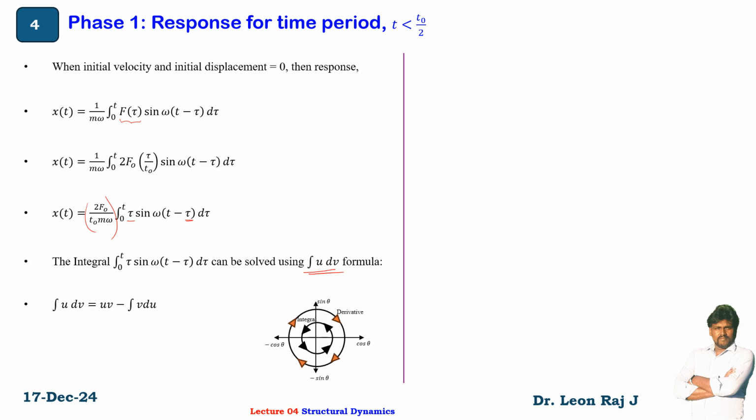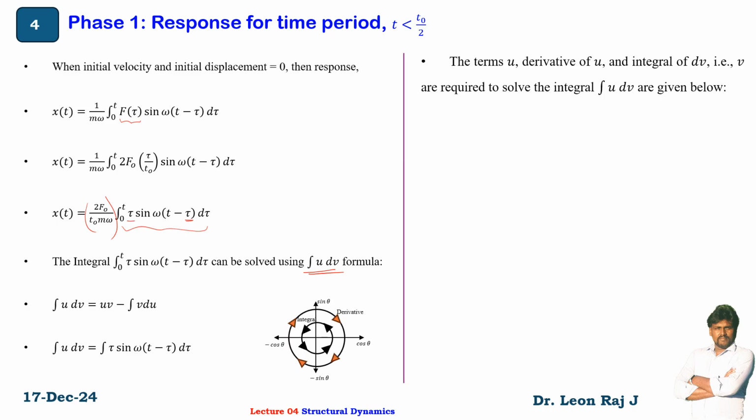The formula is integral of u dv equals uv minus integral of v du. So how does the integral resemble this? This is the term we have rewritten here: the integral of tau into sin omega (t minus tau) d tau.